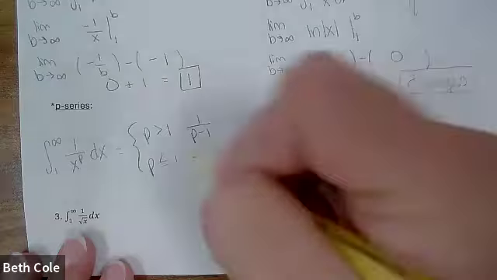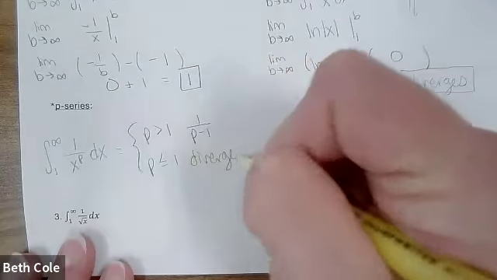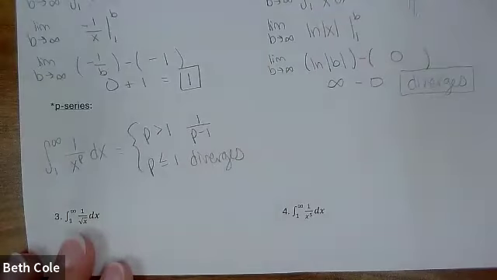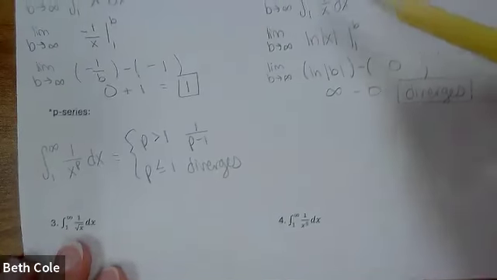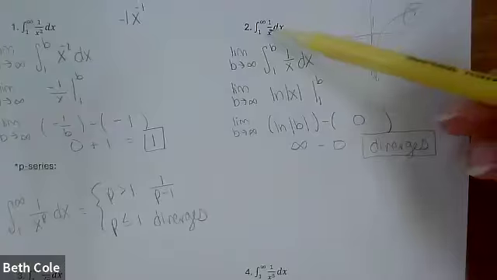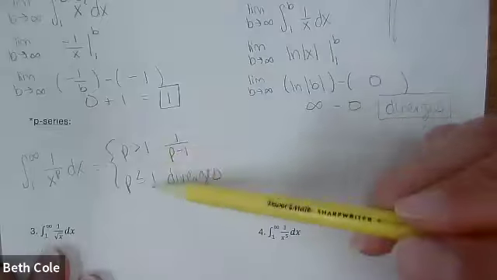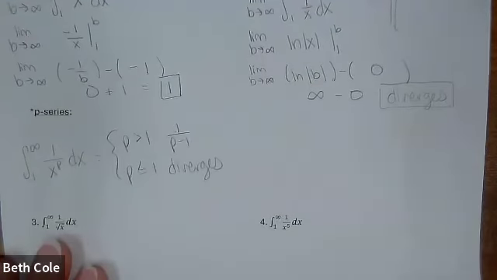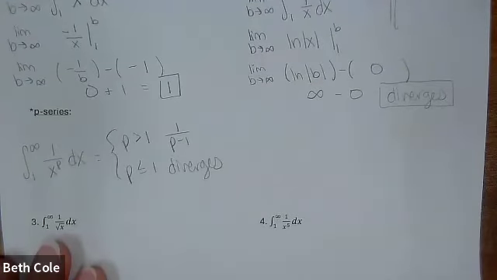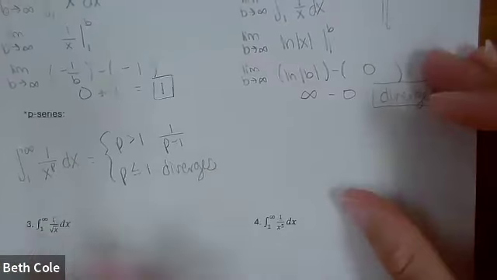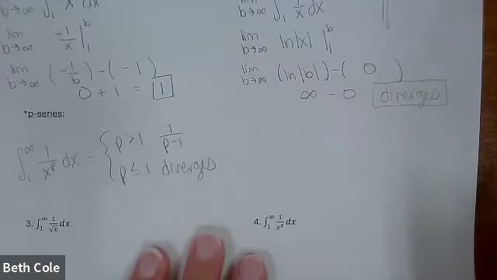If p is less than or equal to 1, then it diverges. So for example, in question 2, there are just two different options. I wouldn't think of that as a piecewise function. I would think of that more as a flow chart. Do you ever see a flow chart? Like if this is your answer, go here, and if that's your answer, go here. It's an if else, yes. Thank you. It's an if else.